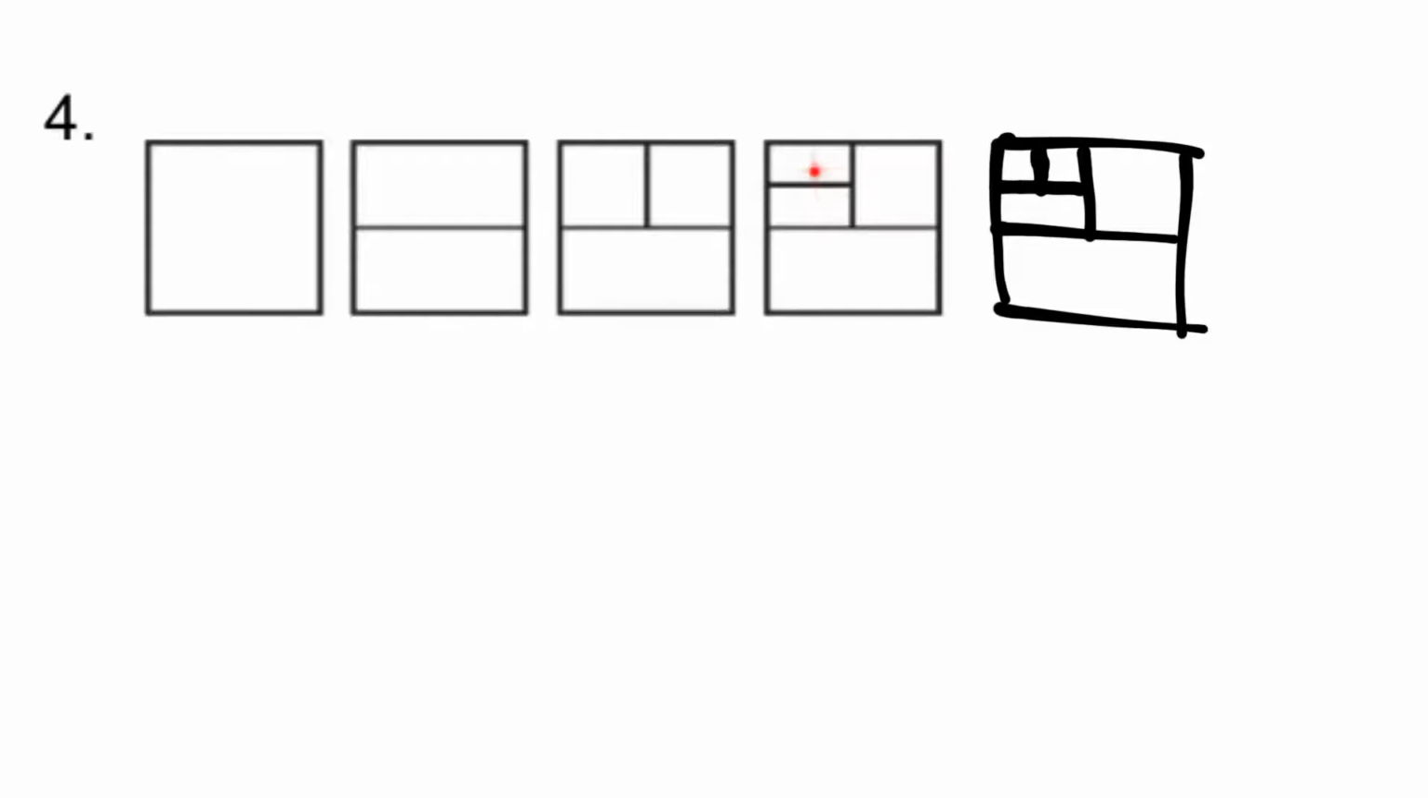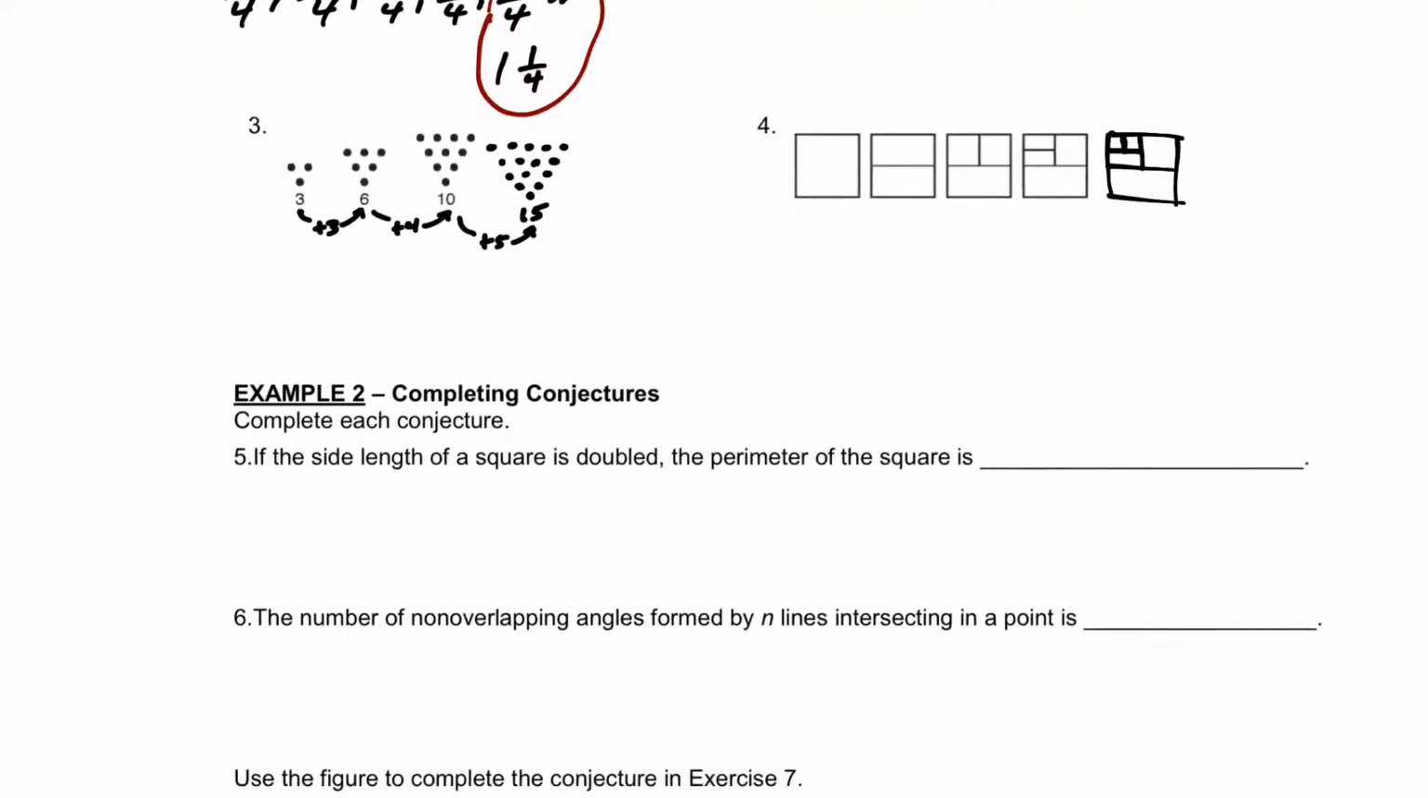So you can see that I divided this rectangle on the upper left right here into two squares that are the same. So I guess if I had to describe this pattern, I'm dividing a square in two, then a rectangle in two, then a square in two, then a rectangle in two, and so on. All right, let's move on to example 2.